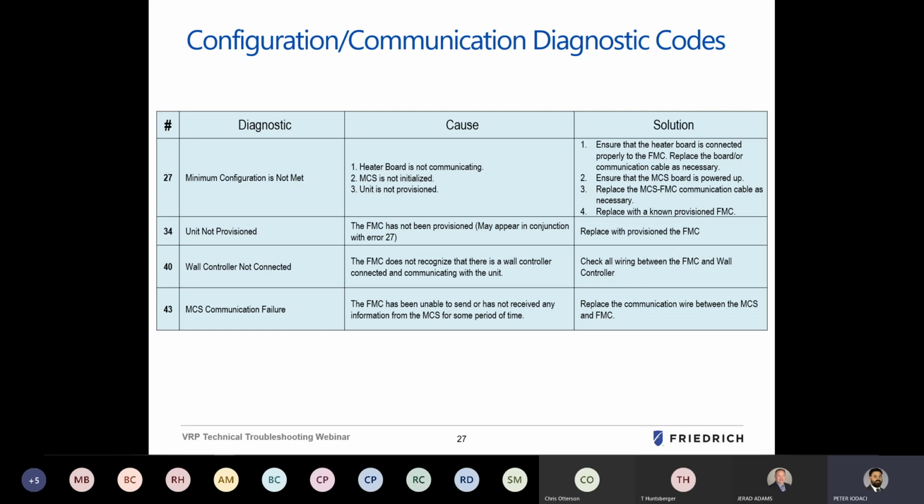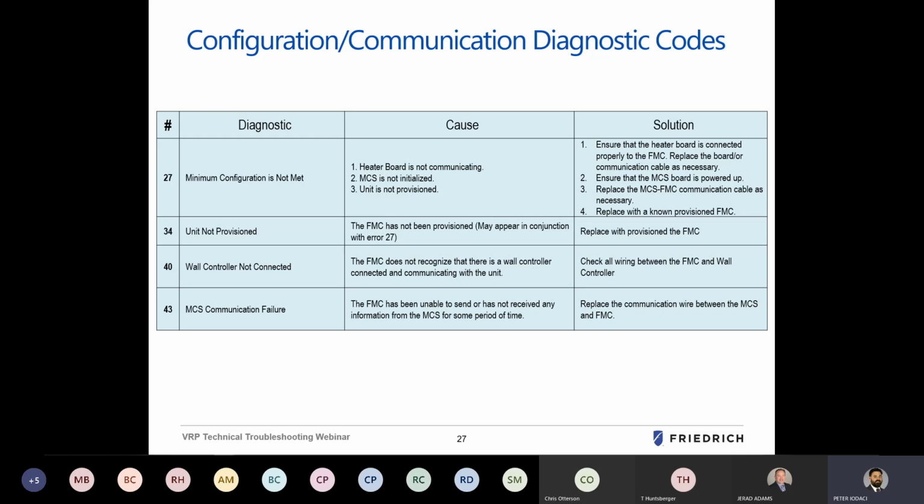and then if that doesn't work, then we definitely want to swap the heater board. So if the green light is on, there could be something going on with the MCS board or the FMC to FMC ribbon cable. You could try unplugging those and replugging them in, and then ensuring that you have proper power to your MCS board. So if it turns out after all those steps you can't get the error code 27 to clear, you might have a rare situation where the FMC has not been provisioned correctly.